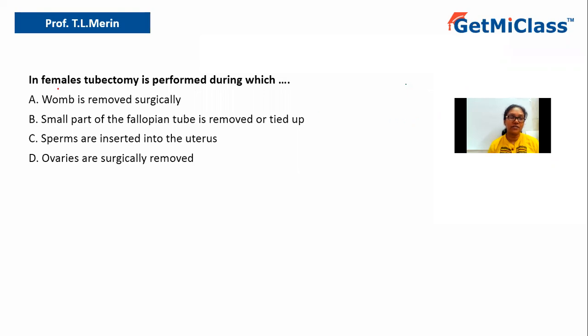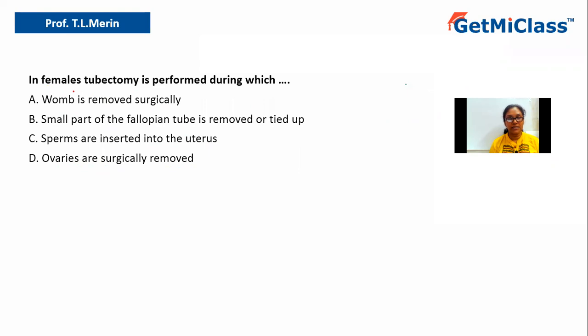Today we are going to solve this question which is: in females, tubectomy is performed during which? Option A, womb is removed surgically. Option B, small part of fallopian tube is removed or tied up. Option C, sperms are inserted into the uterus. Option D, ovaries are surgically removed.